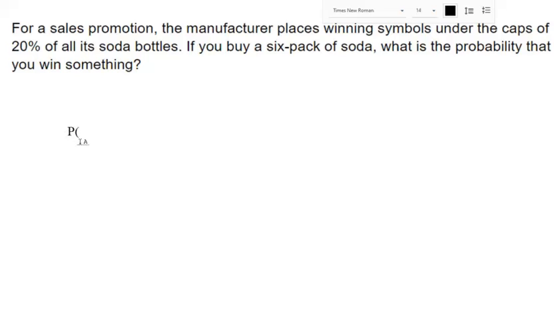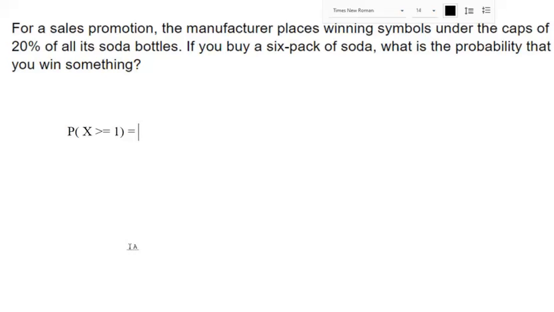So in shorthand probability notation, the probability that x is greater than or equal to 1, where x is the number of winning caps. Okay, we're asked to calculate the probability that there's 1 or more winning caps. And there's a quicker way of doing this, because if you were to try to do that right now, you'd have to calculate the probability that there's 1 out of 6, plus the probability of 2 out of 6, plus the probability of 3 out of 6. It would take a long time, right?